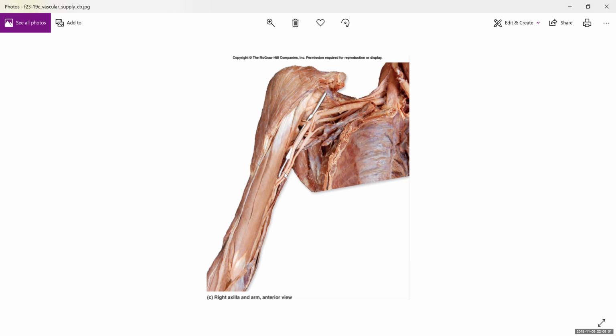Brachial artery. Name this vessel. It's thin and it's very superficial. This is protected. So this is superficial. Cephalic vein. Name the vein here. Basilic vein. And name this vein sitting right on top. Median cubital vein.